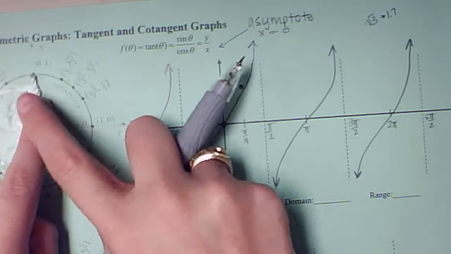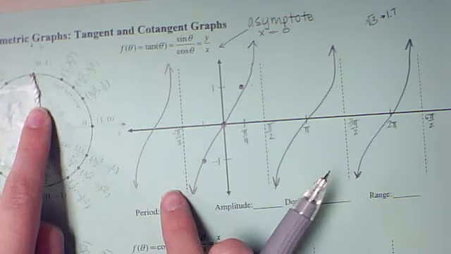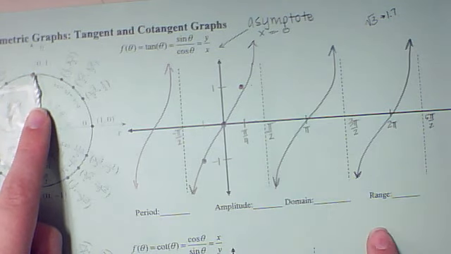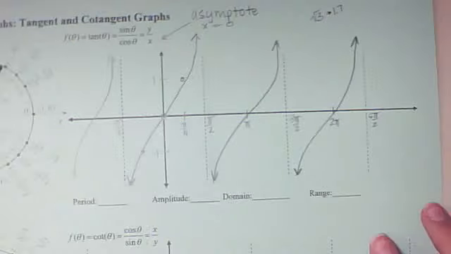If I went all the way up to pi over 2, my slope becomes undefined. It's a straight vertical line. That's true here as well. At pi over 2, it's a vertical asymptote. So I hope that kind of connects those ideas for you.